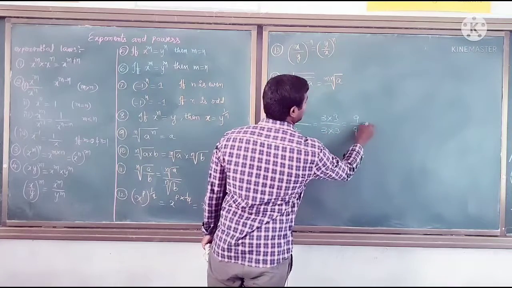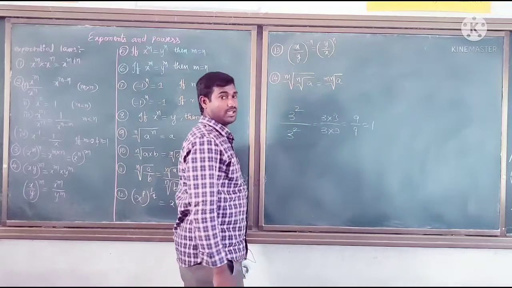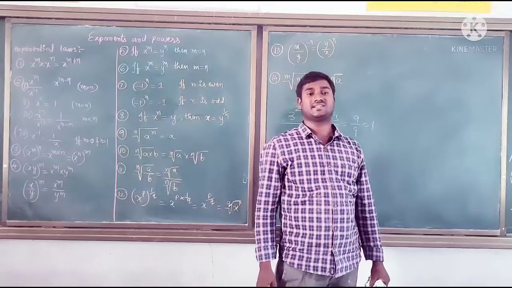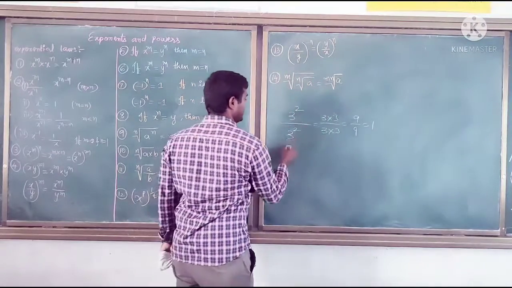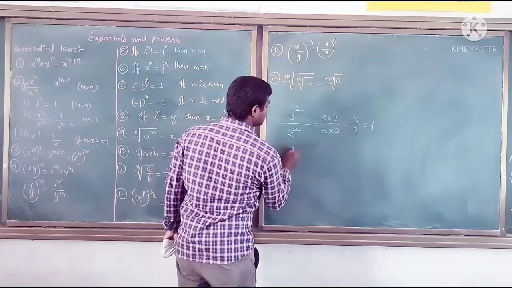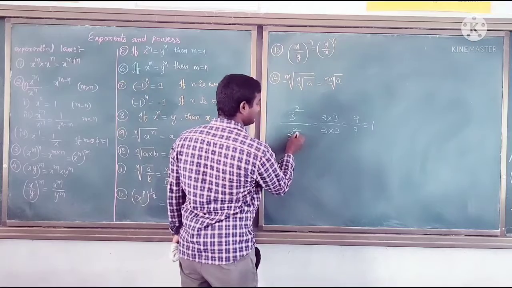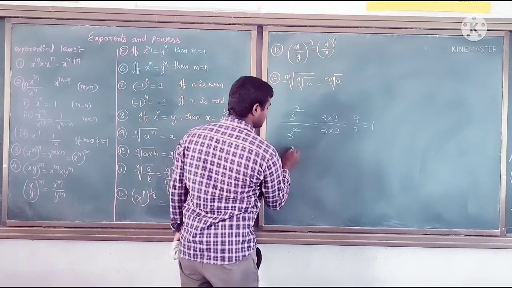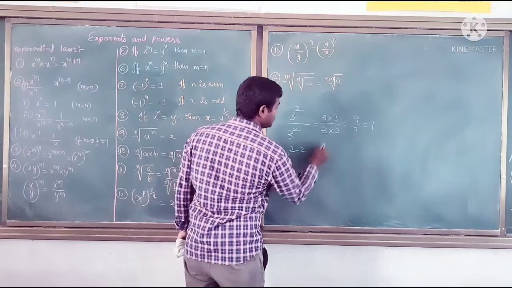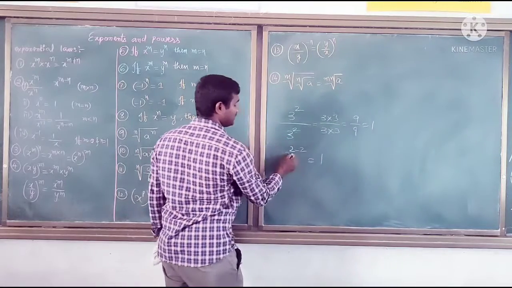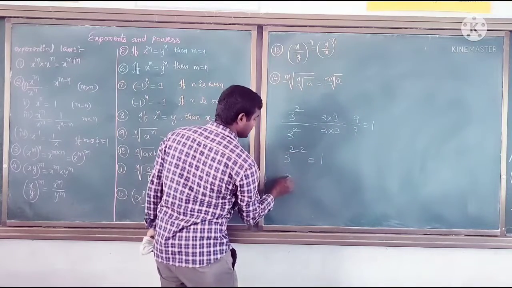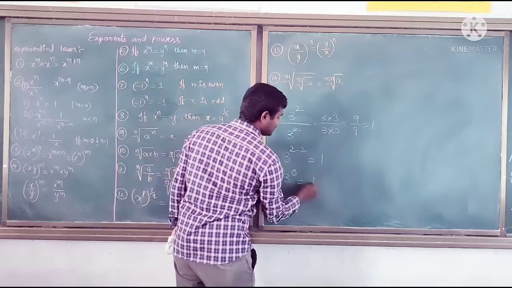9 by 9 is how much? 1. Okay, according to the first case, can I write 3 power 2 by 3 power 2? This n will come to the numerator. So that is 3 power 2 minus 2. What do we obtain here? 1. 3 power 2 minus 2 is equal to 0. 3 power 0 equals 1.